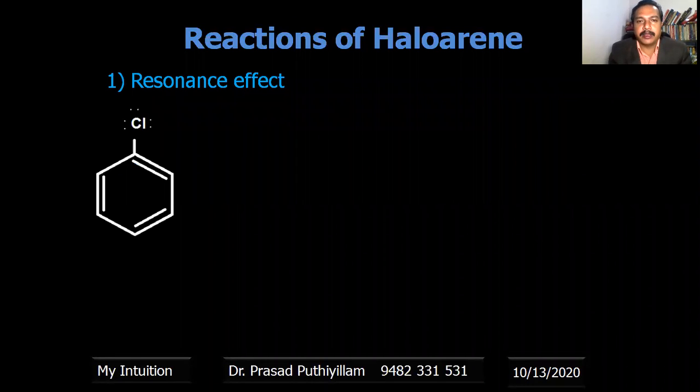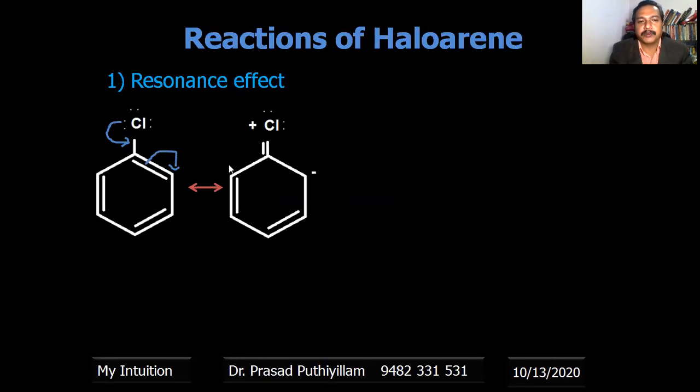Resonance effect. So in haloarenes, for example chlorobenzene, chlorine has a lone pair of electrons. Because of that, this lone pair can try to form a double bond with the carbon on the benzene ring. Electron movement takes place so that this double bond will split to the corner. The ortho carbon will get the electron density. It can be represented like this, with a double bond here and a negative charge on the ortho position.